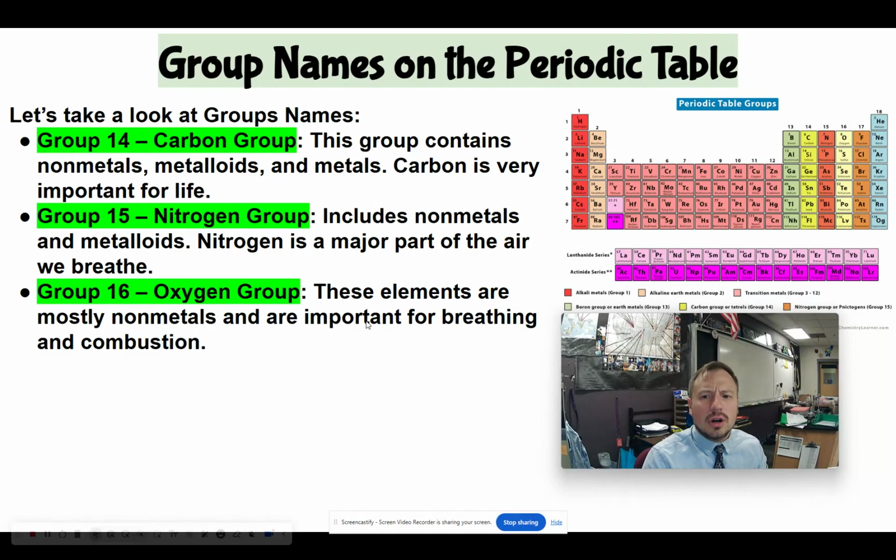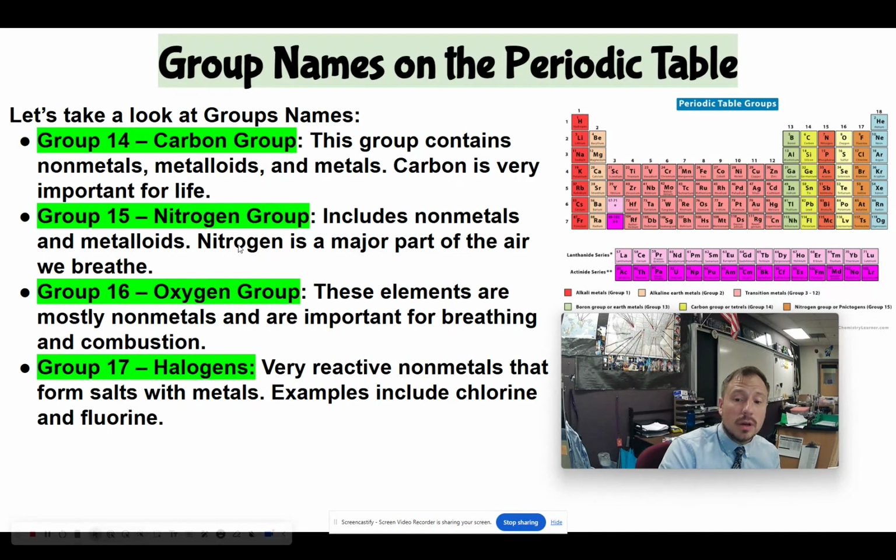That's because these aren't really as famous, but these are the ones that really have a mix of metals, nonmetals, and metalloids. They're not really referred to by their name as much. Usually it's just the group number.